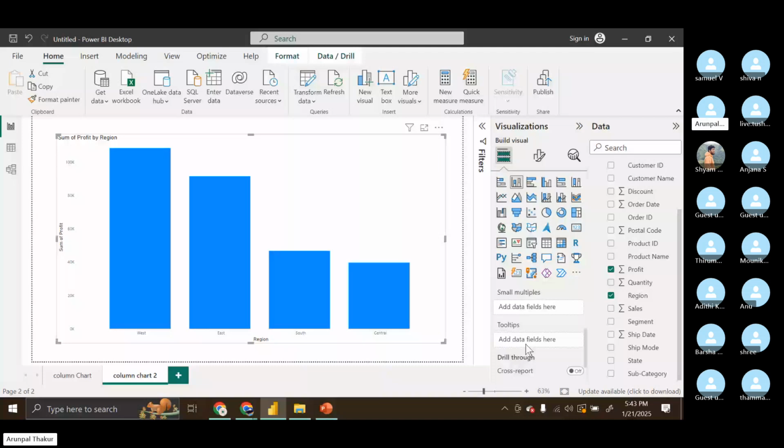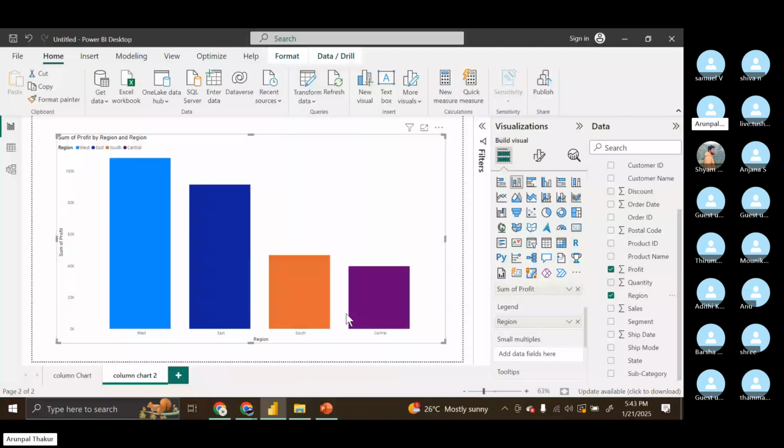Okay, if I just put region in the legend, so I will get color according to the region. Legend gives me color for different unique values. For here west, east, south, central, these are 4 different unique values. So 4 different colors are given.